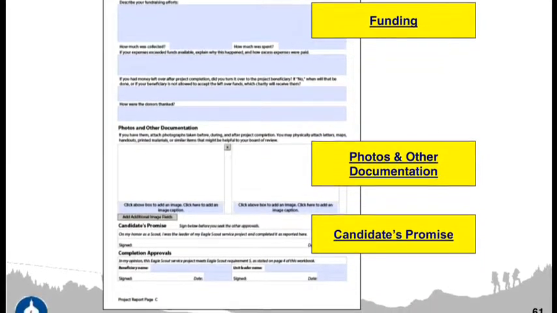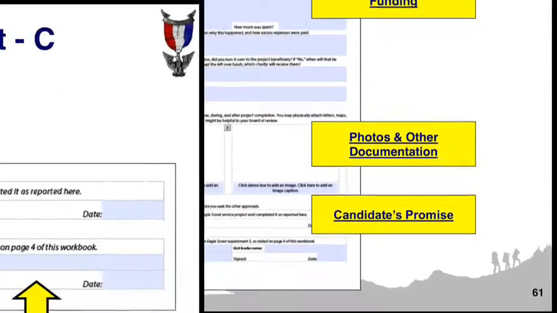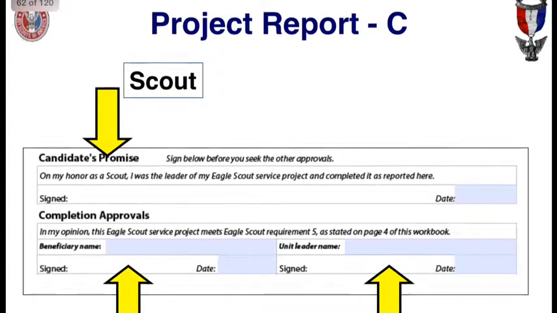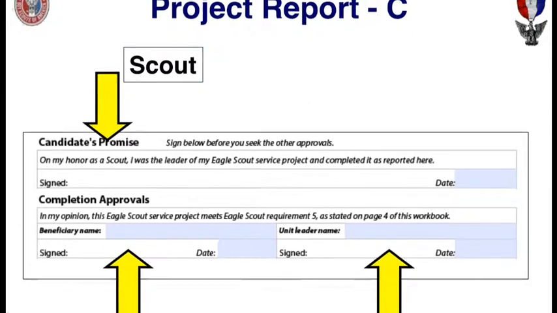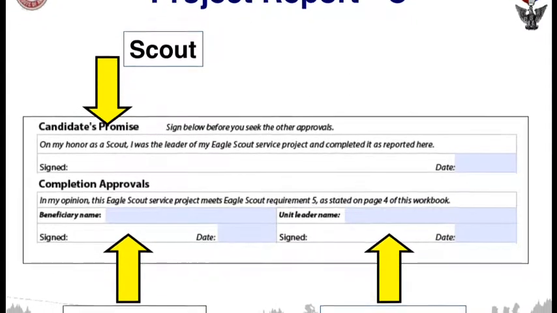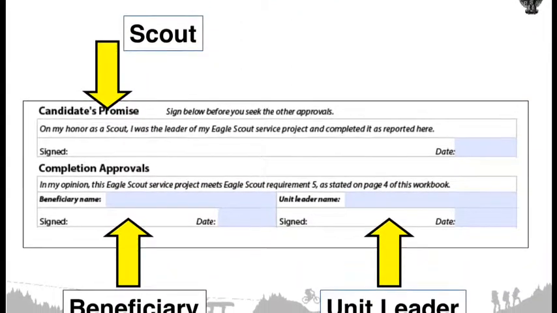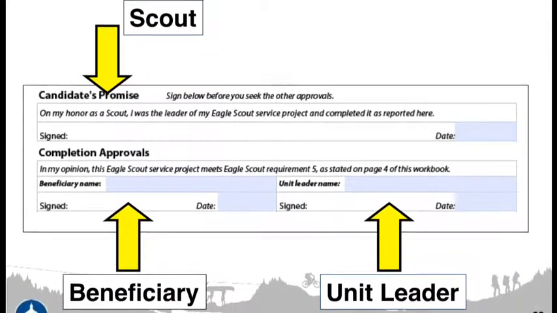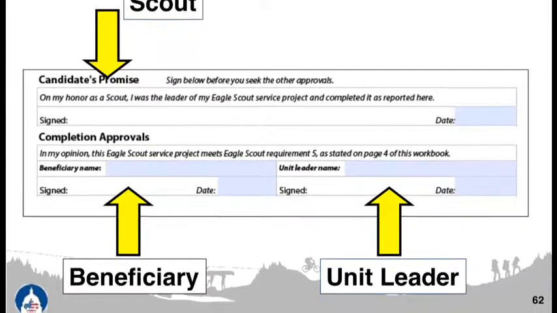Be sure to include photos and other documentation of before and after pictures, and sign your project proposal with your candidate's signature. As you see here, the Scout's signature goes under the candidate's promise. It's below that, after the candidate signs, that the beneficiary signs saying this project has been completed, followed by the unit leader saying they too have witnessed this Scout project being completed.